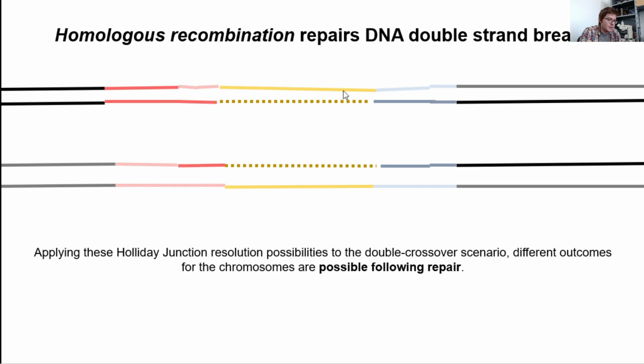But it's also possible to resolve those junctions in such a way that the entire chromosome arms of these two fragments have actually switched places. So you can see now actually that you've got a blue stretch up here, and you now have basically transferred part of one chromosome arm to the other.